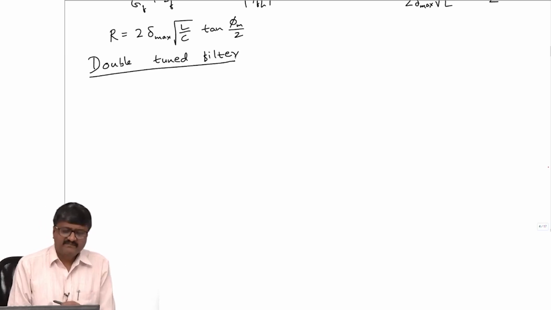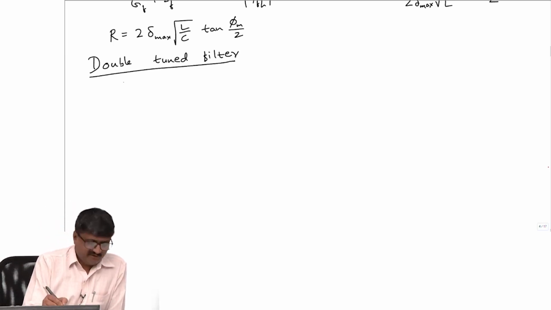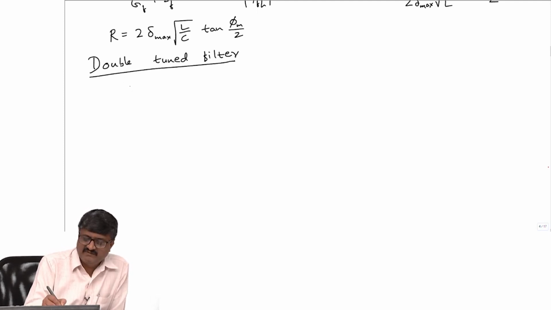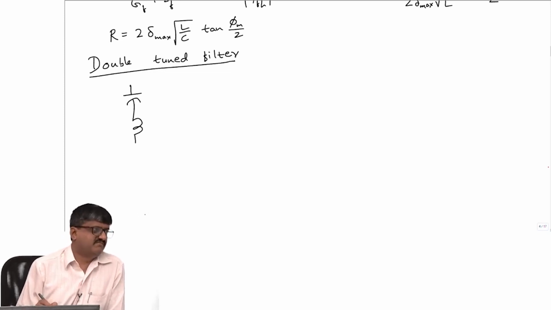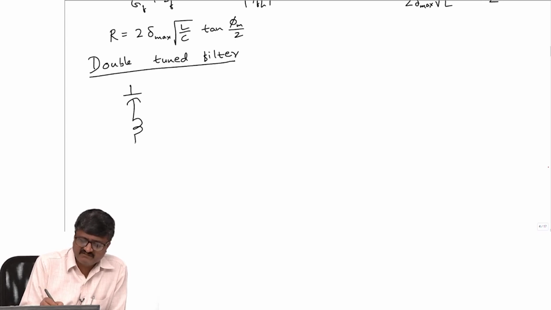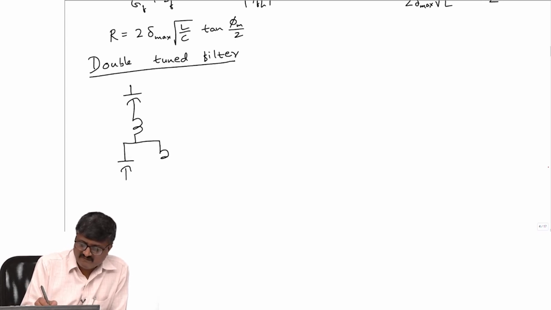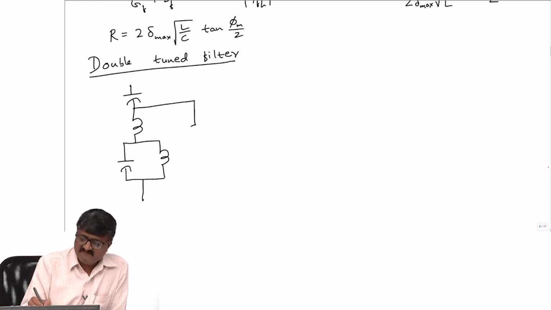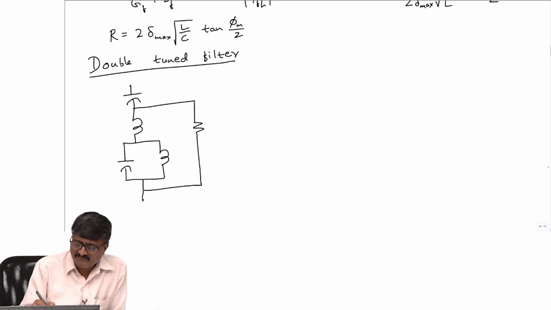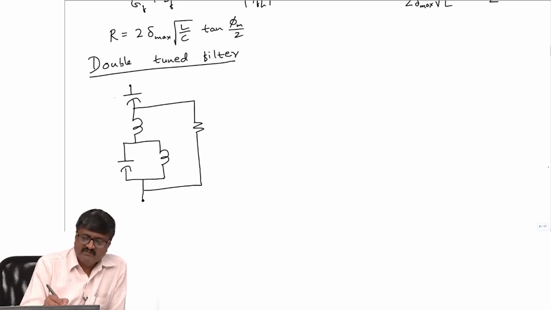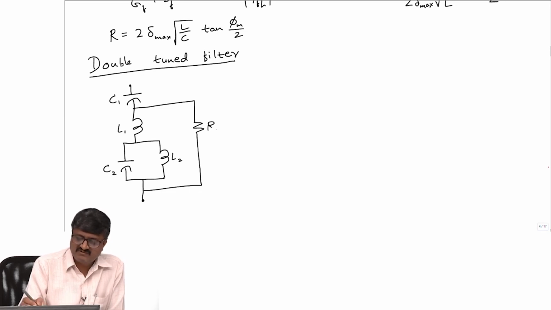Now I will just give the circuit diagram. We will then see how it works. See, double tune filter is having a circuit like this. So obviously there should be two inductors and two capacitors, but how the two inductors and capacitors are arranged is like this. So there is also a resistance. So it's a two terminal device where I have two capacitances C1 and C2 and two inductances L1 and L2, and suppose this resistance is R.